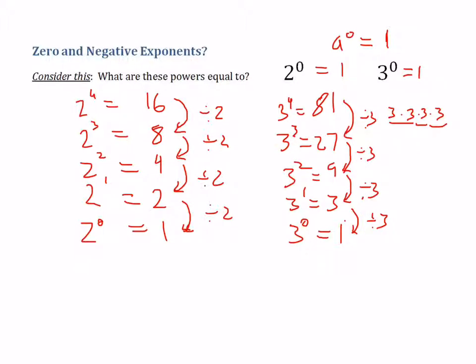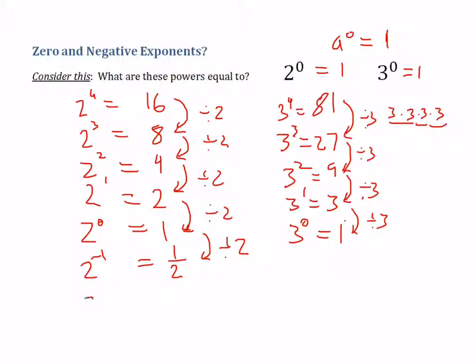Well, what if we have 2 to the negative 1? Well, let's continue the pattern. Notice that our exponents here are going 4, 3, 2, 1, 0, negative 1. We're going down by 1 every time. Well, let's divide by 2. We have 1 divided by 2. Well, 1 divided by 2 is 1 over 2, 1/2.